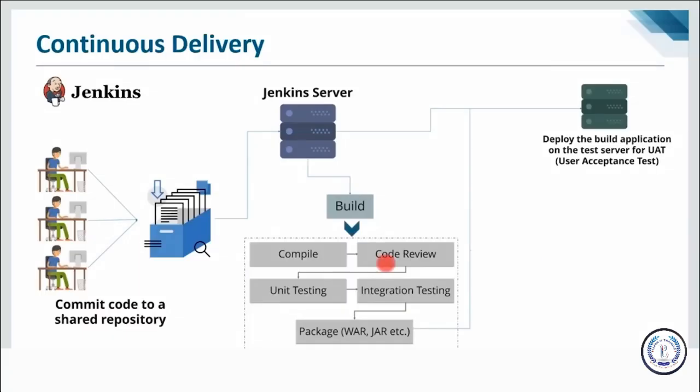Now in continuous delivery, the package that we have created here, the war or the jar file or the executable file, Jenkins will take that package and deploy it onto the test server for end user testing. So this kind of testing is called end user testing or user acceptance testing, where you deploy your application onto a server, which can be a replica of your production server, and you perform end user testing, or you call it user acceptance test.